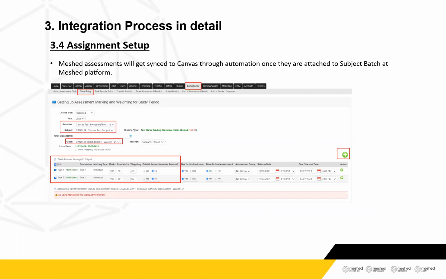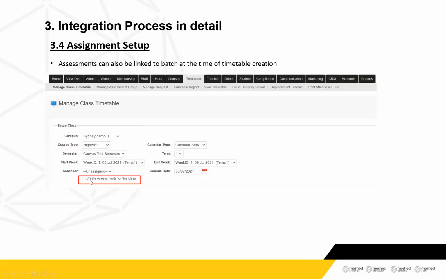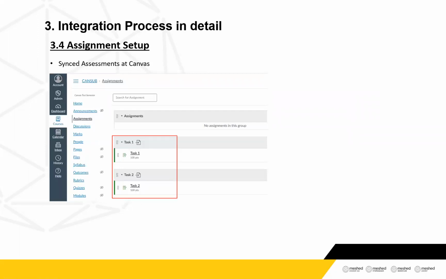To assign batch, that can be done in two ways. You can assign batch to assessments from task entry page explicitly, or you can also assign batch to assessments while creating batch. While creating batch, there is an option available, create assessment for this task. As soon as batch is assigned to assessments, they get synced as Canvas assignments to Canvas platform, and you can find them under respective subjects' assignments. Once assignments are synced, that completes your overall course structure.